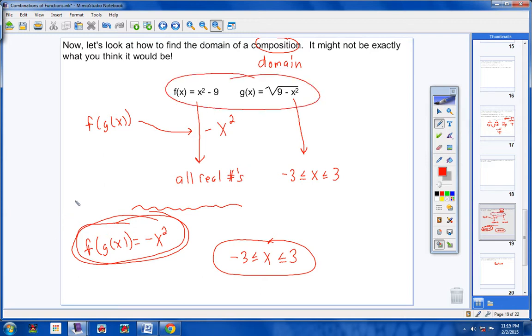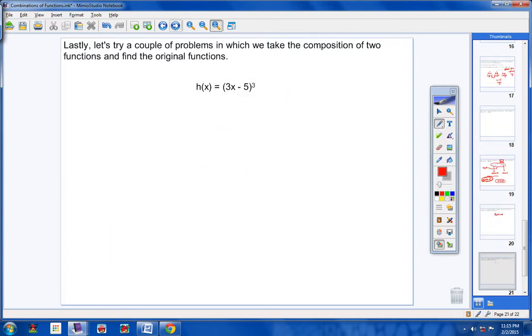Now, we do this, by the way, in calculus. Quite often in calculus, you have to go back and find the two original functions that gave you the composition function, and they call that decomposing a composition function. And so let's go ahead and give this a shot and see how we do. Okay, here we go. Let's try this here. Okay, copy this in your notes.